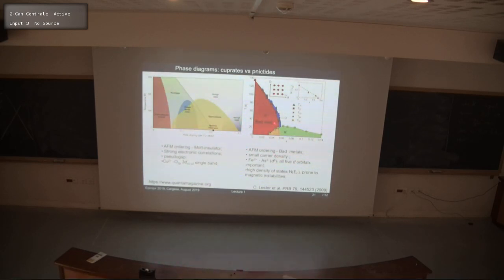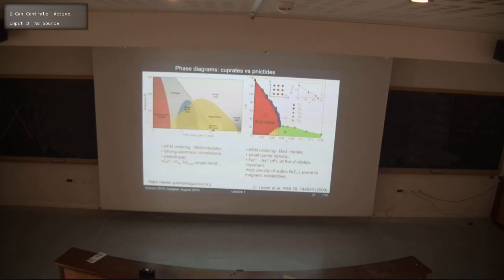So here we have very small carrier density in the system, and we also have lots of bands. The orbital degrees of freedom are also important, and all five orbitals are relevant. On top of that, the systems have a very high density of states, despite the fact that they have small carrier density, which makes them prone to this type of electronic instabilities.